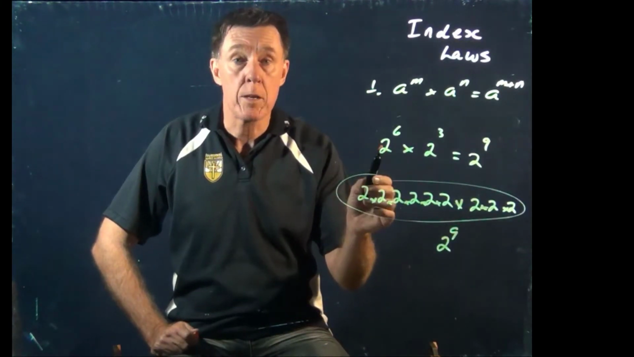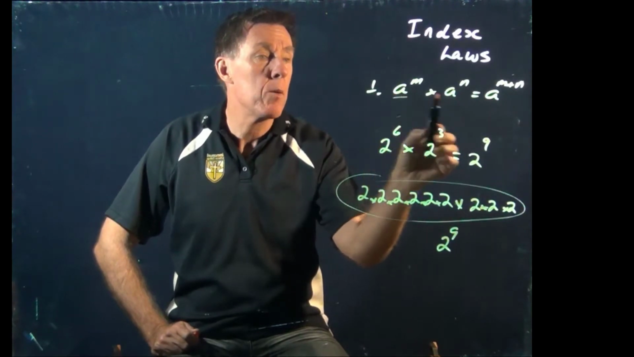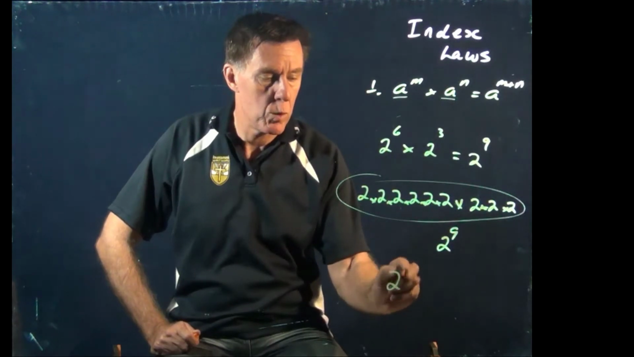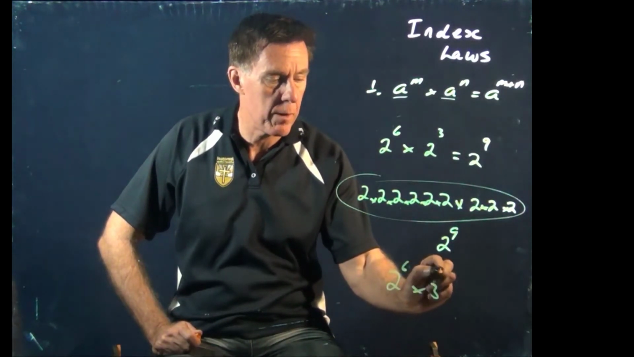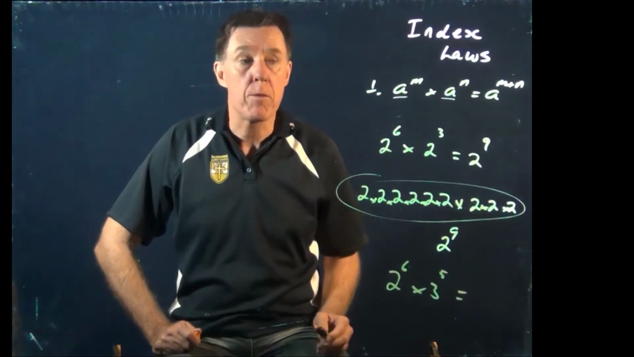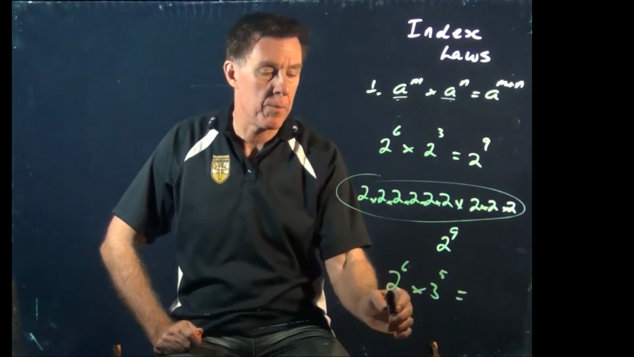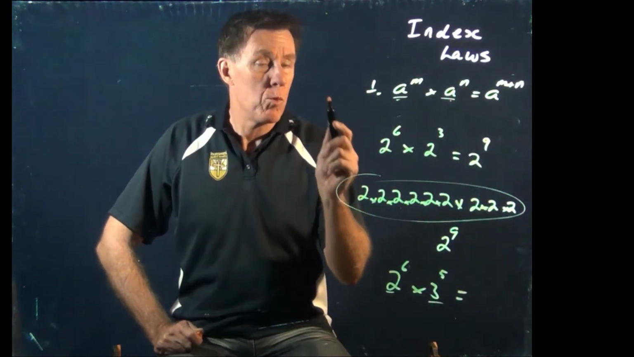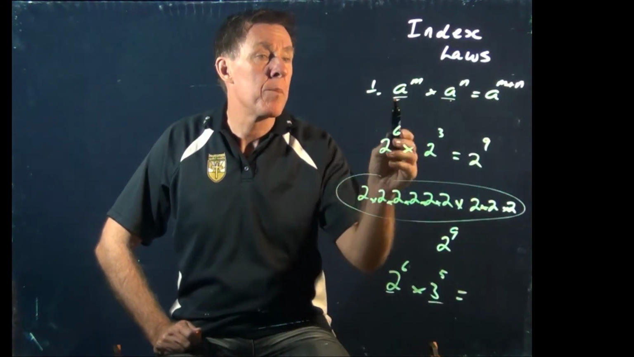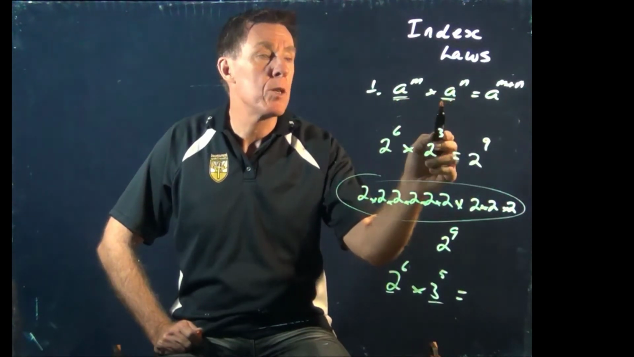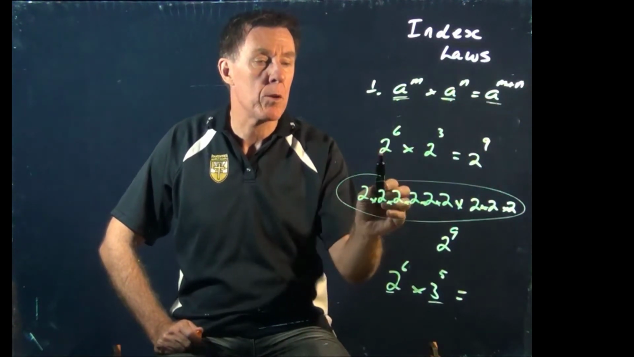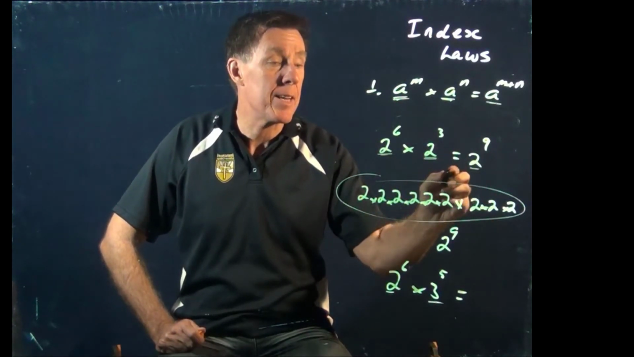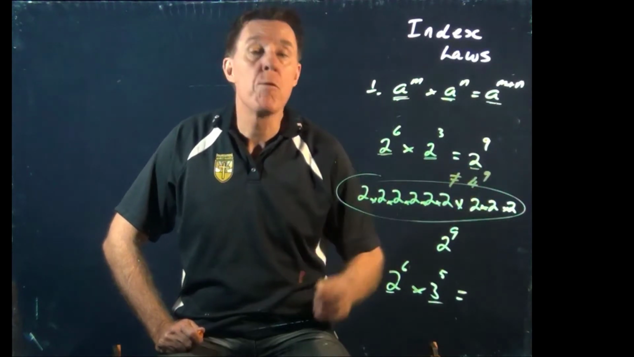Now, take note here of what the rule says. This rule only applies if the powers are the same base. If I had 2 to the power 6 multiplied by 3 to the power 5, I can't do anything with that, because the rule says the base has to be the same. The 2 and the 3 are not the same, so I can't do anything with that. Also watch out, another trick on this particular one. The bases have to be the same in the question, and the base ends up being the same in the answer. I've got 2 to the power 6 times 2 to the power 3 gives me 2 to the power 9. It doesn't give me 4 to the power 9.